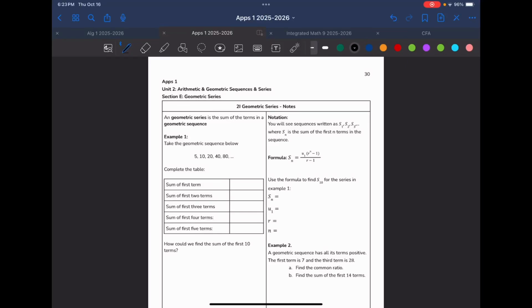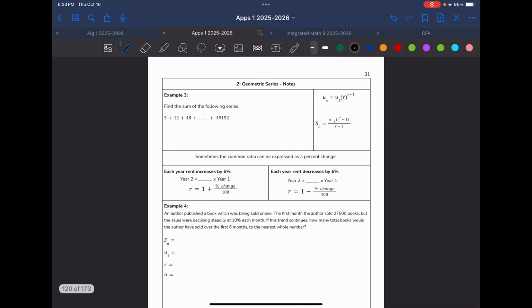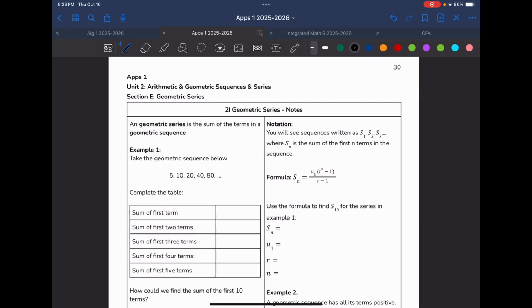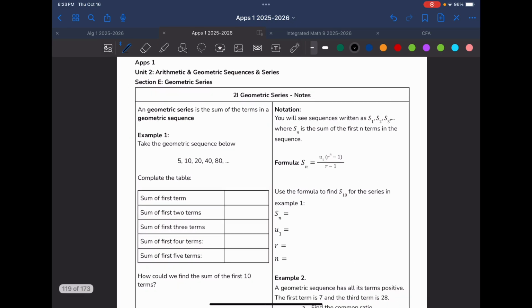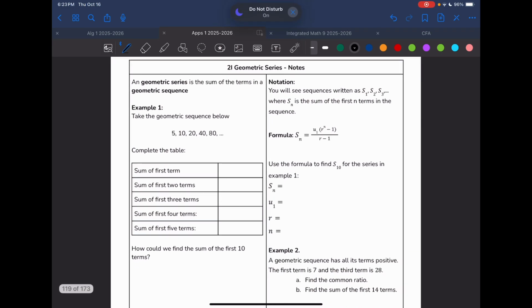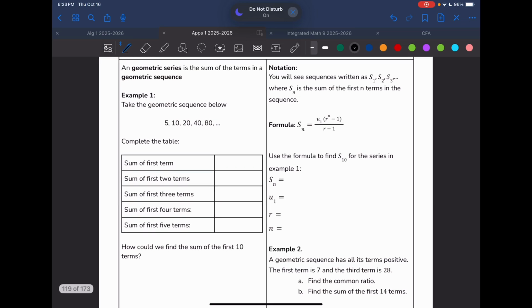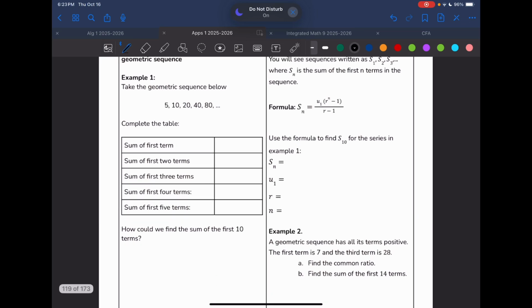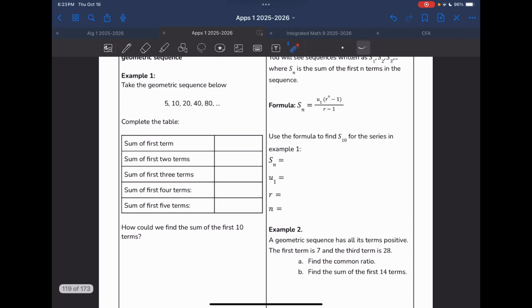All right, so in this video, I'll be talking through pages 30 and 31 in the notes packet. We just did arithmetic series, so now we're going to do the flip side, geometric series. So we have example 1, where we're taking the sum of each term in this geometric sequence.